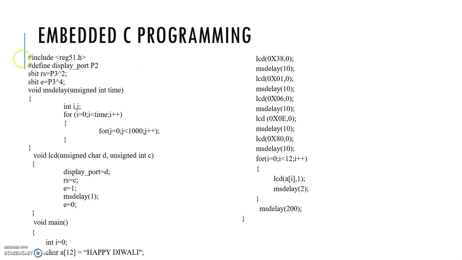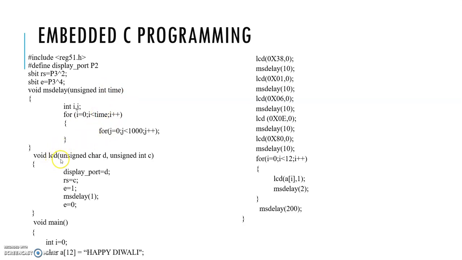The next is the delay program. Void msdelay, unsigned int time. So an argument is passed, it's an integer type, and int i, j are declared as variables. By using the for loop we created the delay. The argument that we passed here will be assigned the variable name time, so the loop will be executed that many times.